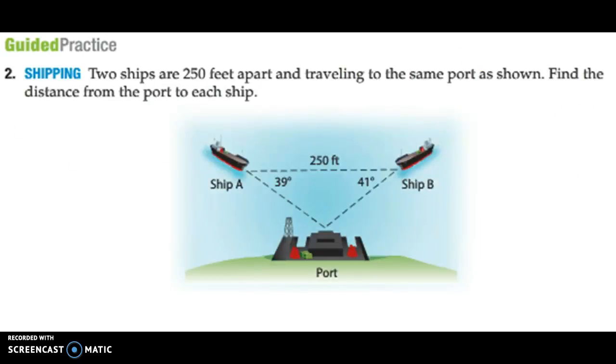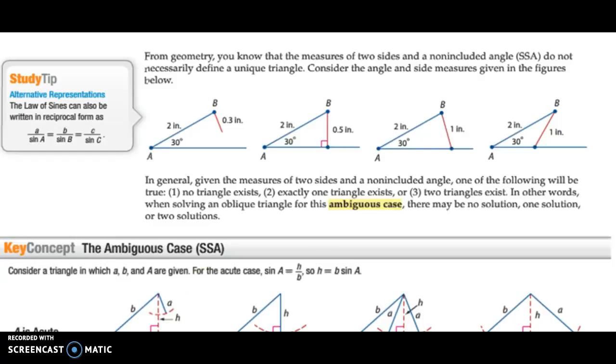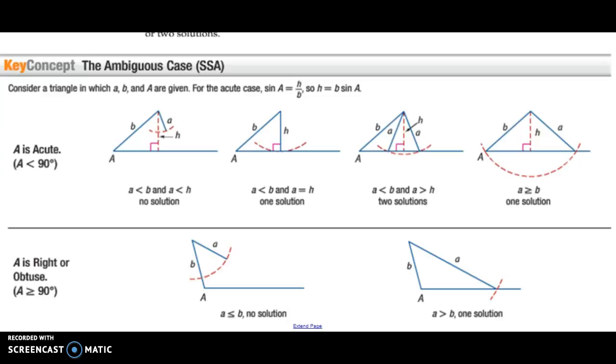Here's another example right here that has to do with shipping yards and shipping traveling from port. You can try the exact same right now. There's also times when we have what are called ambiguous cases, and this would be when there's no solution, one solution, or two solutions based on the different triangles that you might have. Okay, so here they are. They're in your notes. You can look them over real quick.